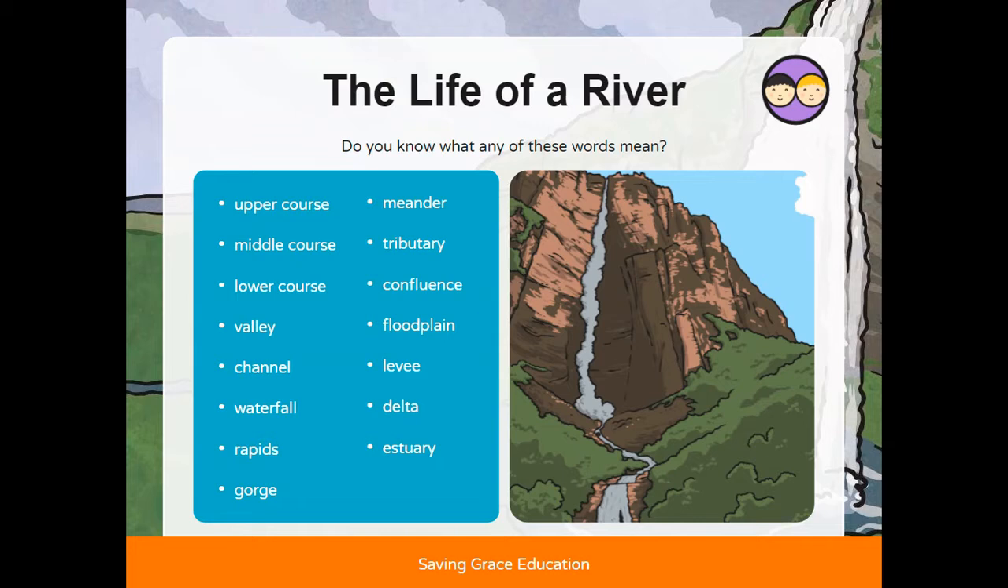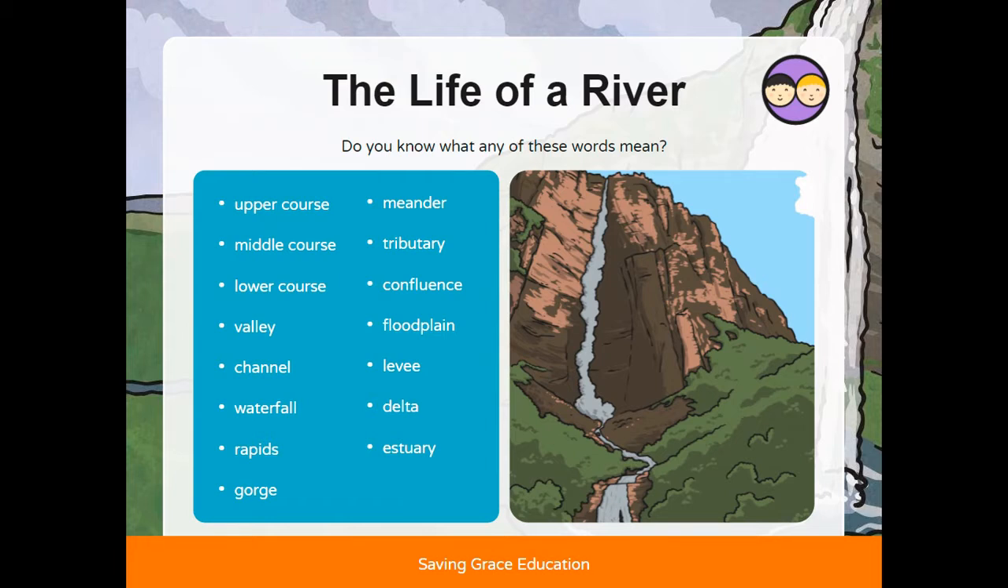Now let's have a look at these different terms that describe the features of a river. These include the upper course, the middle course, the lower course, the valley, a channel, a waterfall, rapids, gorge, meander, a tributary, confluence, floodplain, levee, delta, and the estuary.